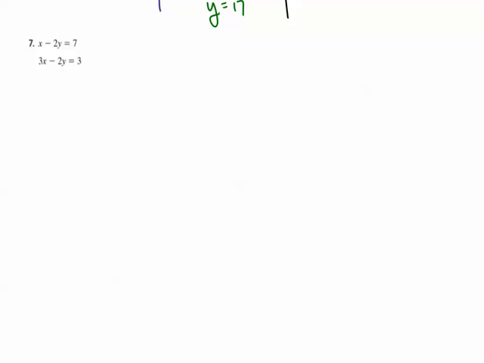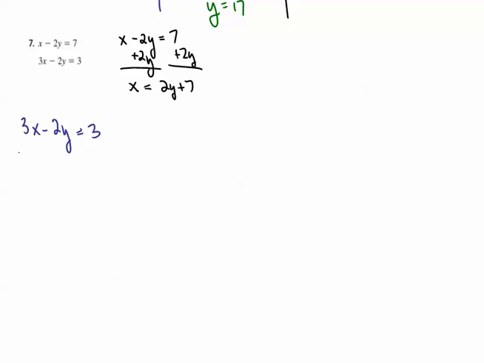Okay, then number 7, the final problem in this set. Now you can see I don't have a y by itself that's easy to solve for. I do have an x that's by itself, and I'm going to solve for x in this case instead of y. And I can do that simply by adding 2y to both sides so that I get x is equal to 2y plus 7. Now I use the first equation, now I'll use the second. 3x minus 2y equals 3. In place of x this time, I'm going to put 2y plus 7, then minus 2y equals 3.